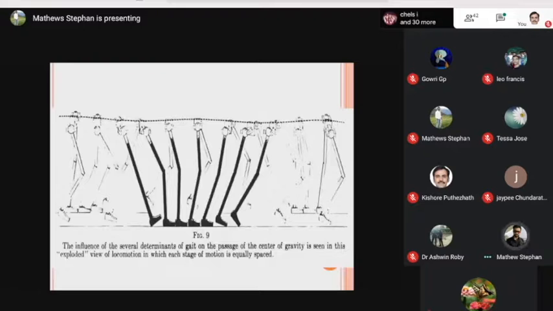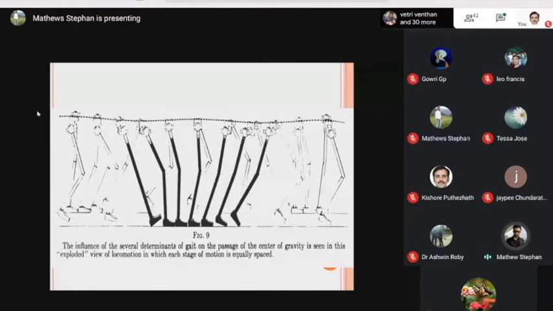So this is the influence of the several determinants of gait on the passage of the center of gravity, seen in this exploded view of locomotion. All of the determinants have been exploded into this image, and this is how the center of gravity translates during normal gait. When compared with the Columbus gait, which is more like an arc form, it has become a sinusoidal curve, that is the vertical displacement.